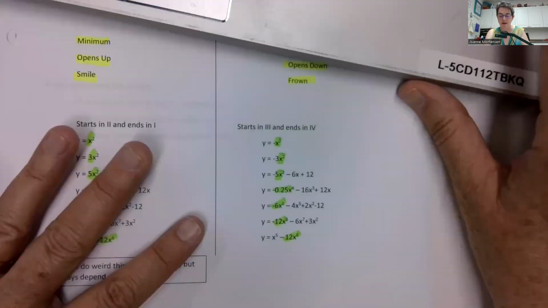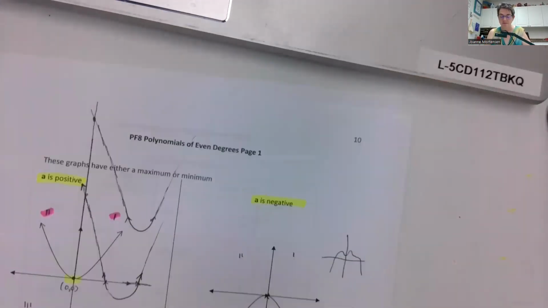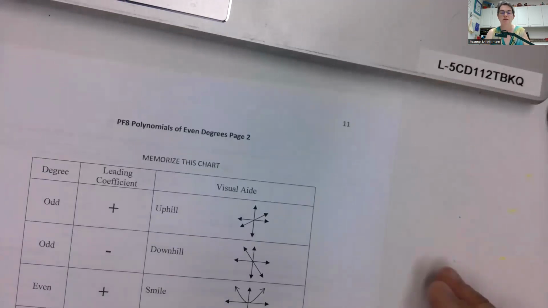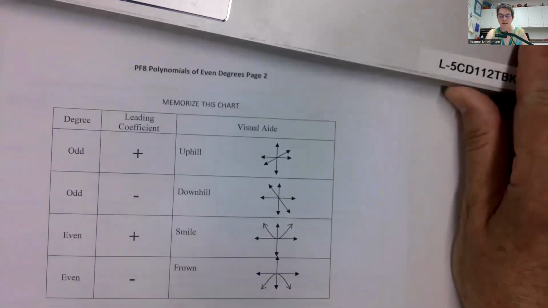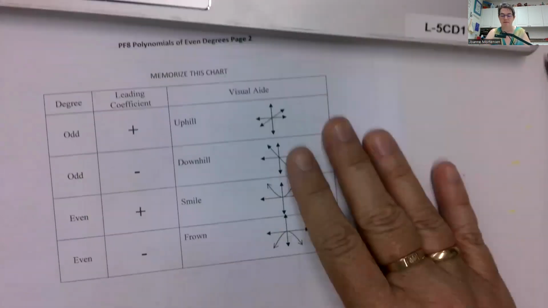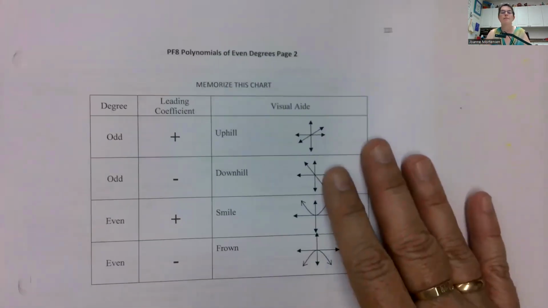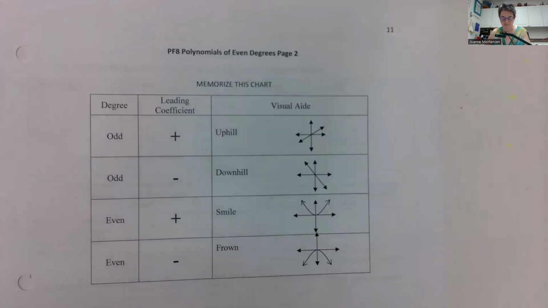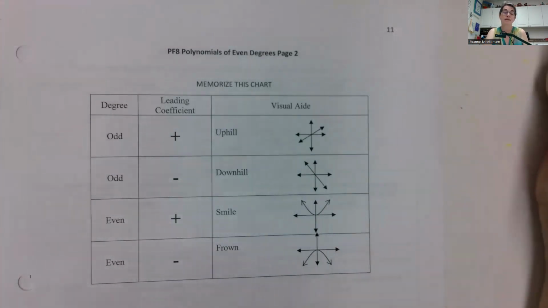All right, so I know this said page 1. I want you to look at this. There's nothing really to do other than memorize. You can just put it on your sheet.